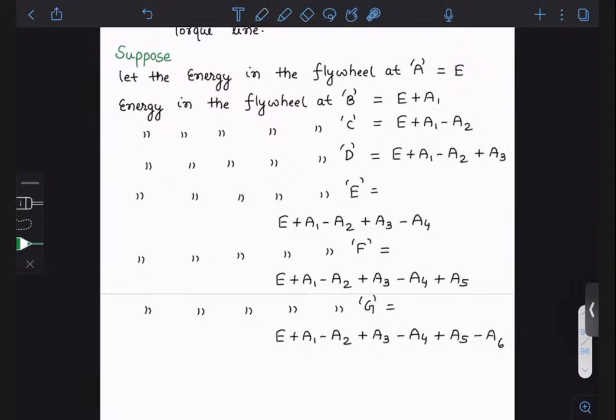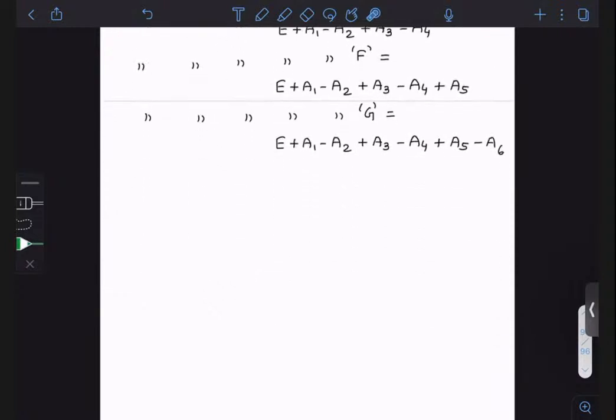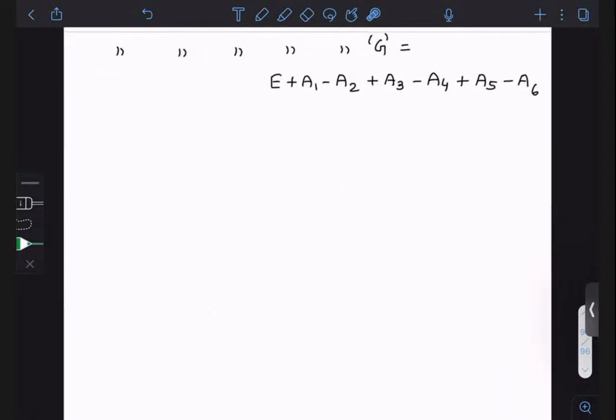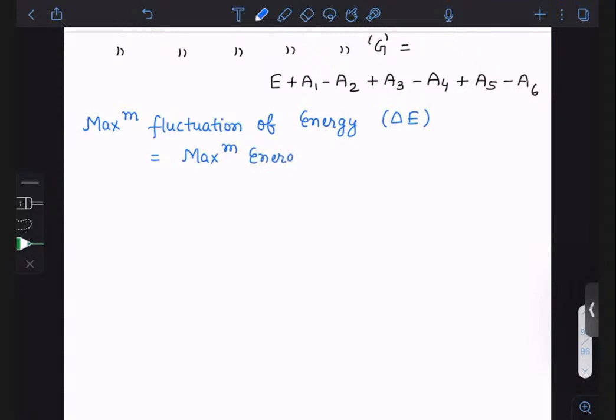Wherever you find the minimum value, suppose at F you are getting minimum, at B you are getting maximum, then just do the subtraction of these two, you are going to get the maximum fluctuation of energy. Okay. So now what I am going to actually tell you, right here, maximum fluctuation of energy. This we denoted as delta E. It is equal to maximum energy minus minimum energy, right?